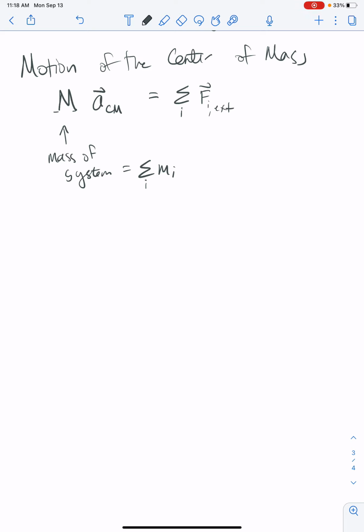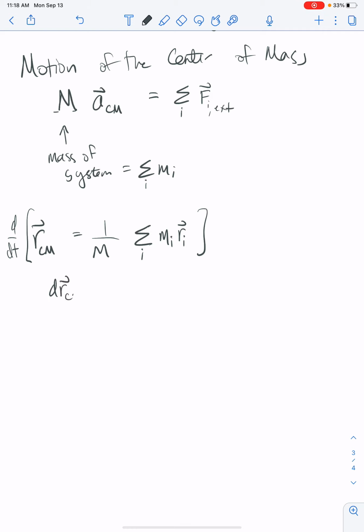So how can we do that? We're going to start with the definition of the center of mass, which is that the position of the center of mass is a weighted average of all of the little masses with their positions. And then we're going to take the derivative of this. So take the derivative of both sides of this equation.